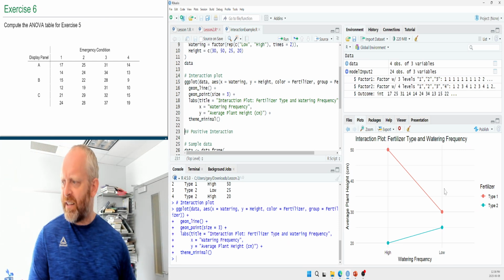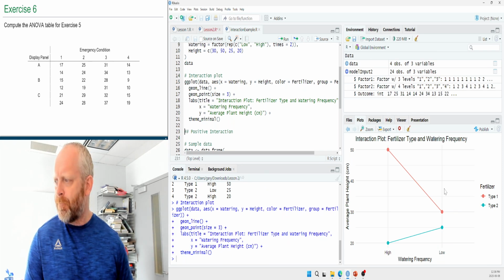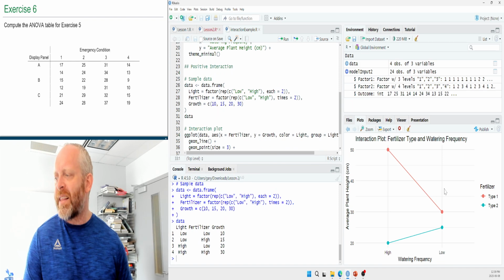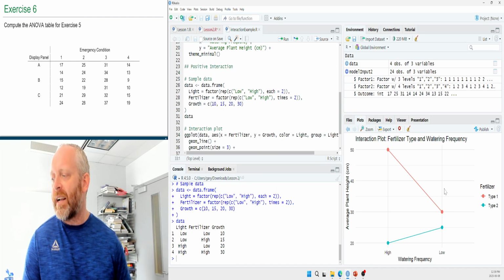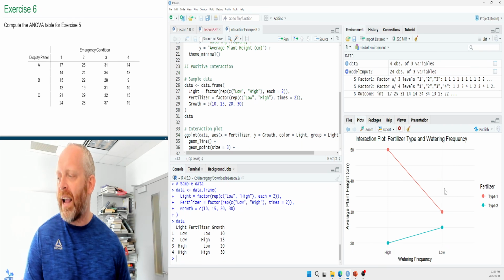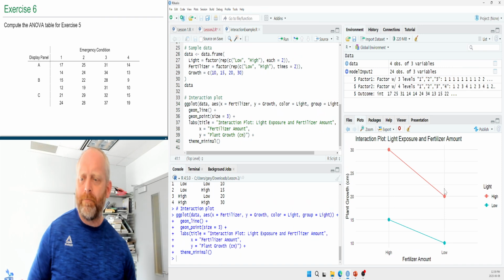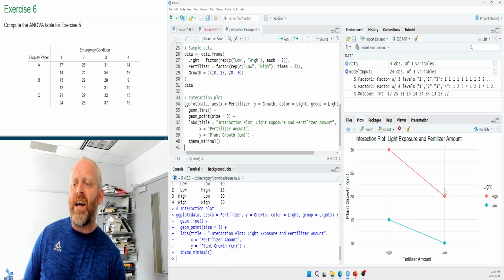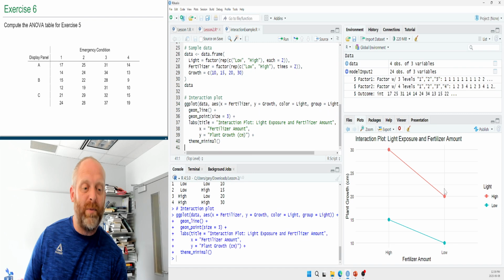Okay, so let's look at a similar sort of idea. Again, another data plot. This time we're talking about the amount of light and the fertilizer type that we have, with a lower and higher light, and again, growth. If I graph this one, we're going from a high grade fertilizer to a low grade fertilizer.